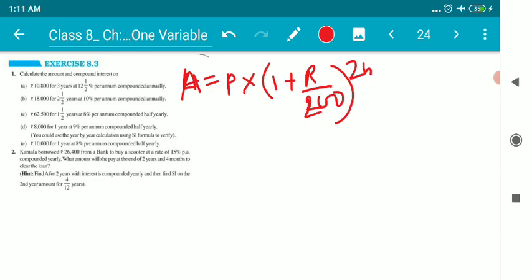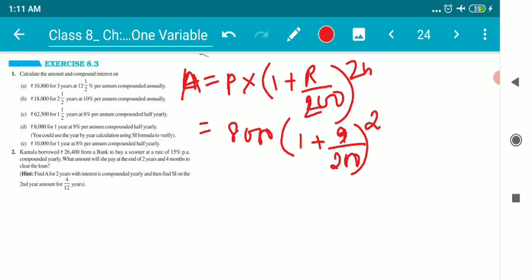So children, we know that principal is 8,000. 1 plus R means 9%, so it's 9 by 200 and whole to the power, 1 year means there are 2 half-years. So my power will be 2, because the power n is written as the number of half-years. As there are 2 half-years in 1 year, that is why I have written 2.